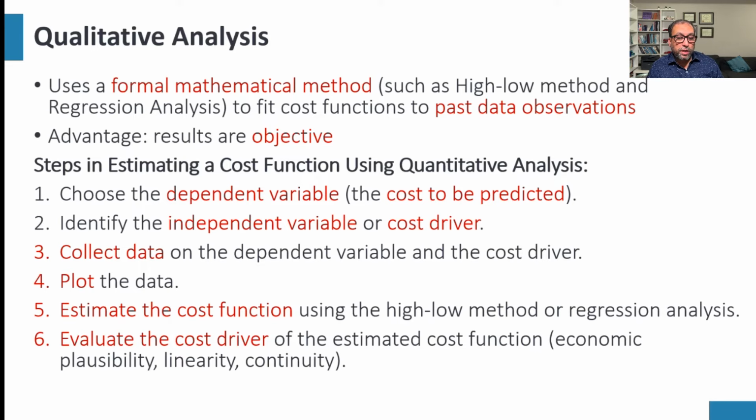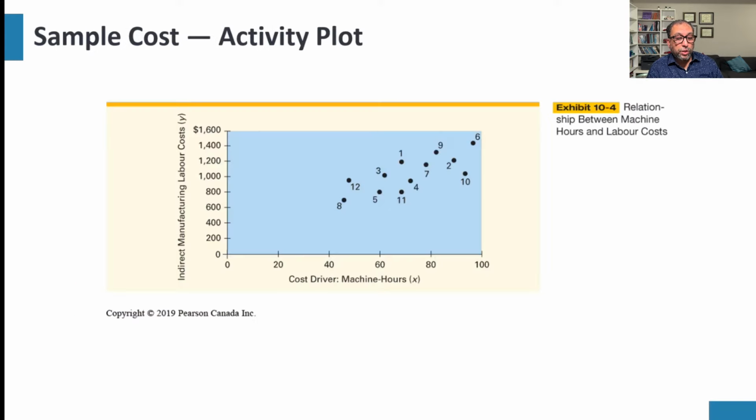So evaluate the cost drivers of the estimated cost function, and economic plausibility and linear continuity. For example, this is an activity plot between the cost driver, machine hours, meaning how many machine hours we are using, and here is the indirect manufacturing labor cost. We want to allocate it, and the driver we believe is machine hours.